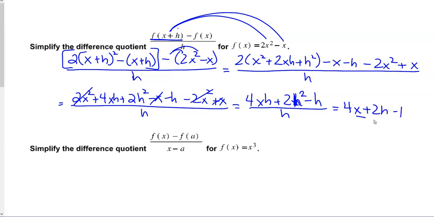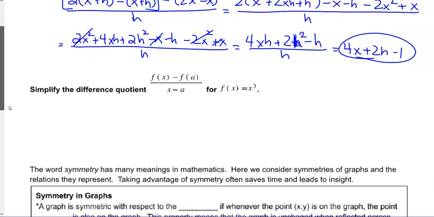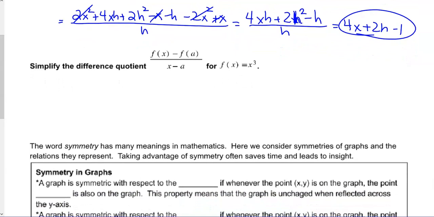And that right there is the expression that I want to have for that difference quotient for that function. Okay? All right, now let's do the other version. The average rate of change for that difference quotient for x cubed, okay? So that means here I have f of x, which is this guy, x cubed, minus plug in a, which gives me an a cubed, all over an x minus a. And I have to simplify that.